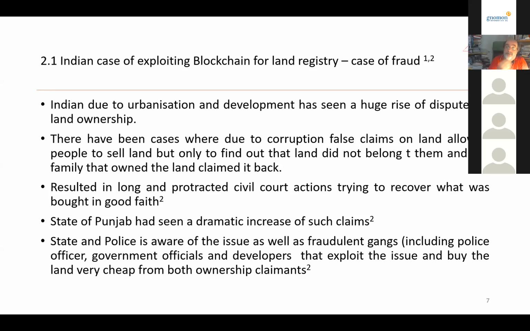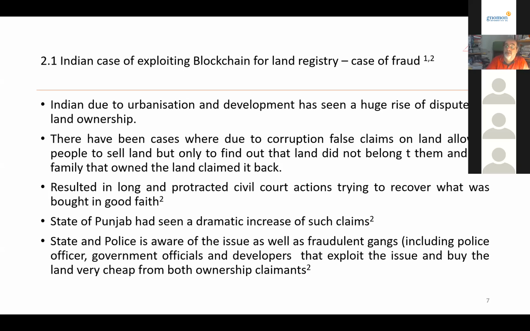Thus, everything happened through a proxy, and when they came back, they really didn't know to whom this land belonged. They approached this in good faith and signed, and then eventually found that they had paid money for a piece of land to somebody who didn't have the right to sell it. Therefore, the state of Punjab, if I remember well, has seen a dramatic increase of such claims, where now everybody is going to court trying to address their grievances.